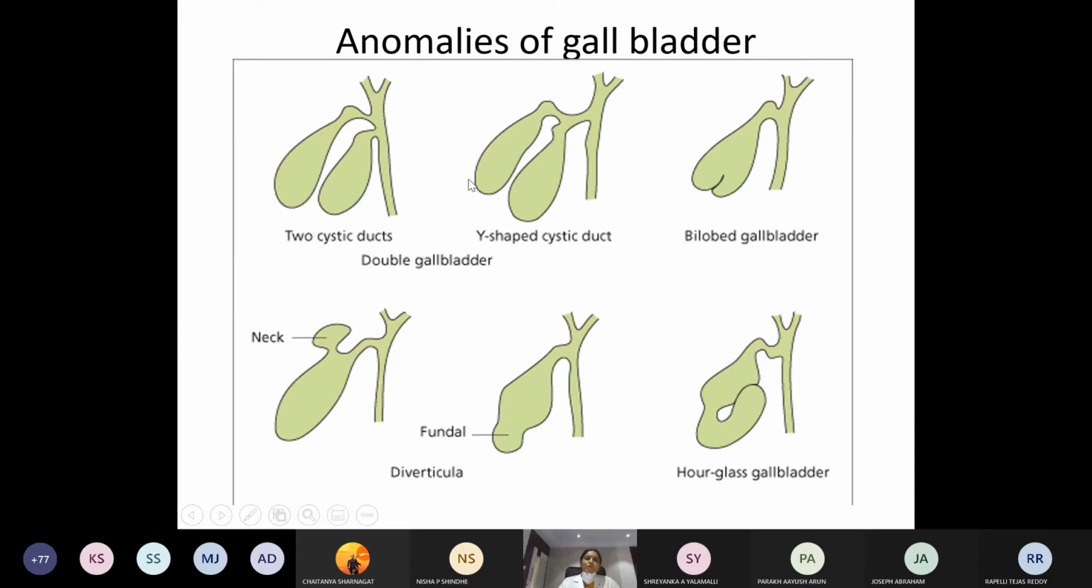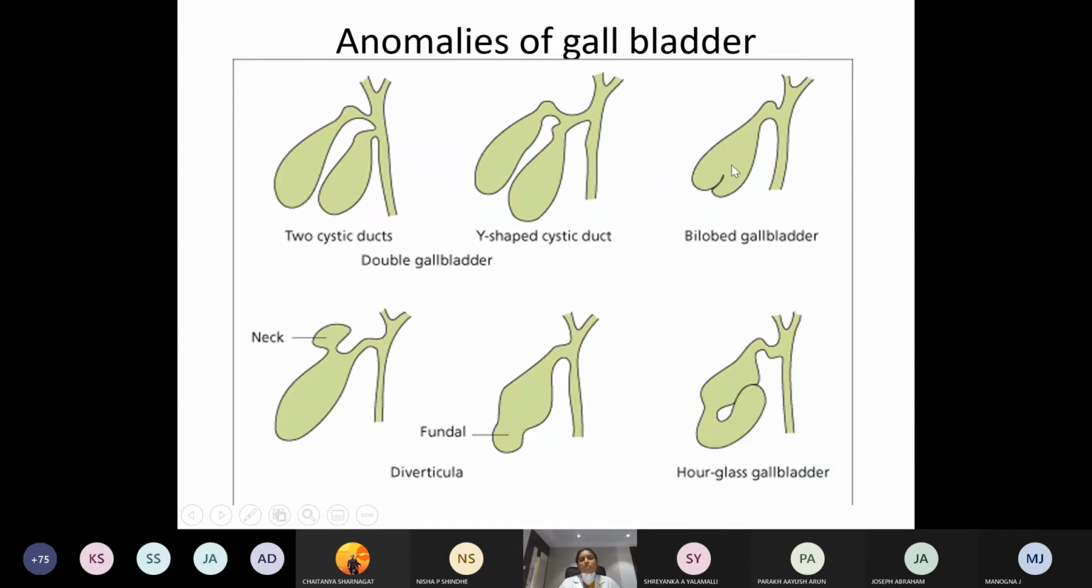So here, what are the few anomalies which we find? Double gallbladder. That is because the diverticulum that arises, the pars cystica, will divide to give rise to two gallbladders and two cystic ducts. Clear? Next one is double gallbladder, but a Y-shaped cystic duct. Then bilobed gallbladder. That is because a small septum will be there within the gallbladder.